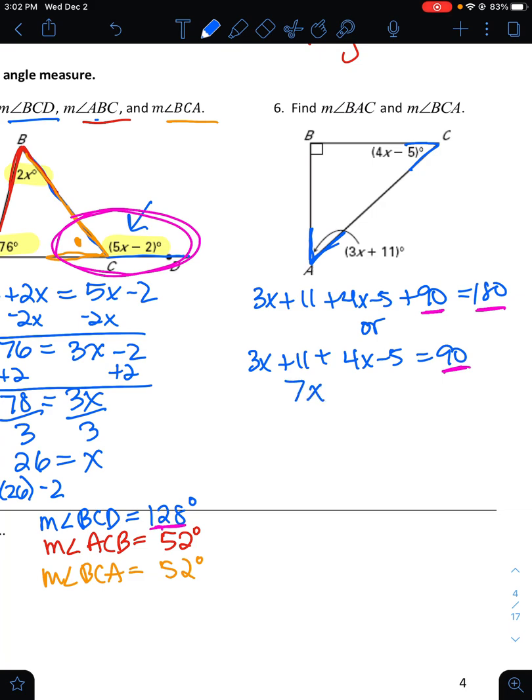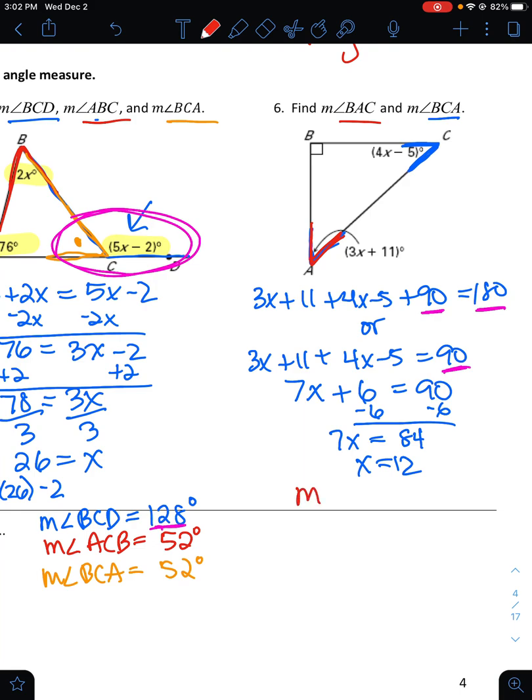So 7x plus 6 is equal to 90. Take away 6. That is 84. And then if I divide off 7, I get 12. But I need the angles. So BCA, so it's these two angles, I believe. There's BCA. I keep doing this one first. This is BCA. And then BAC is down here.